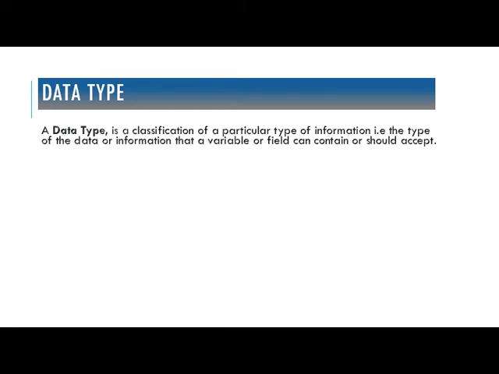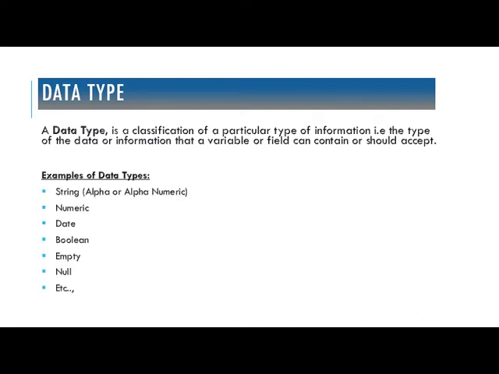Now, there are certain examples of data types. A string is one data type. When you pass characters, alpha characters, alphanumerics, or special characters, they will be taken as string values. Then numerics, numbers, and date is another type of value that we pass, and boolean, true or false, then empty or null. All these are various data types that we have.